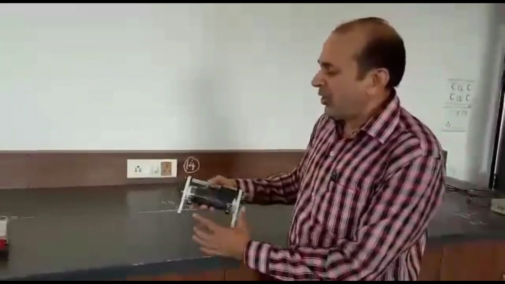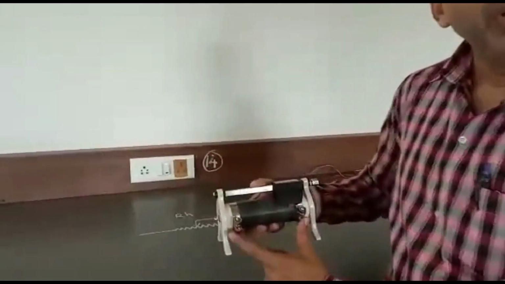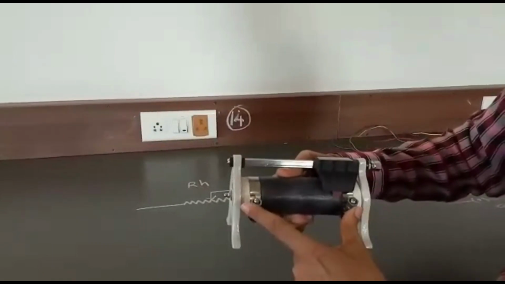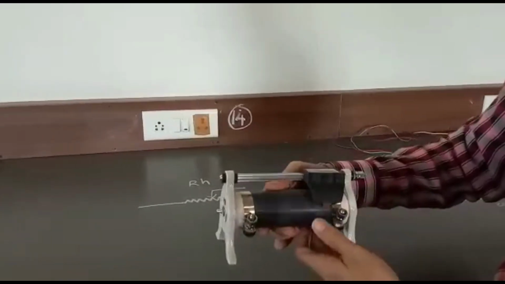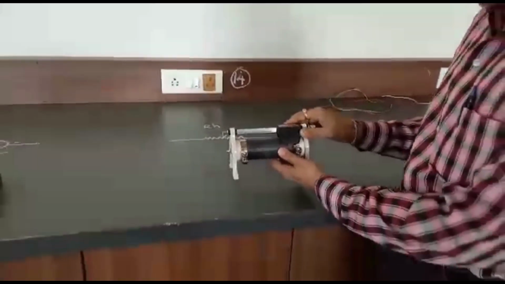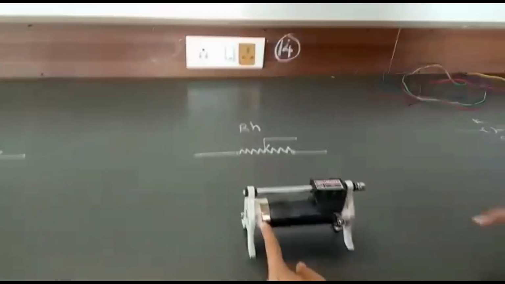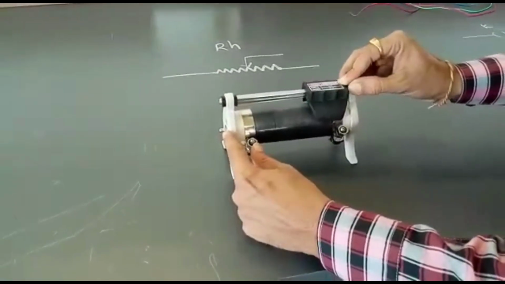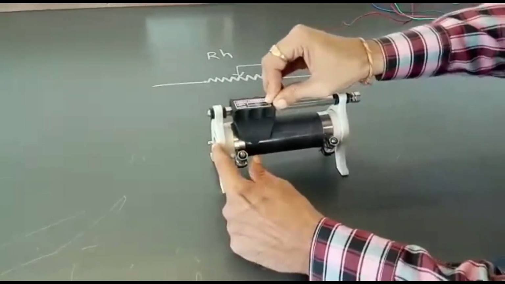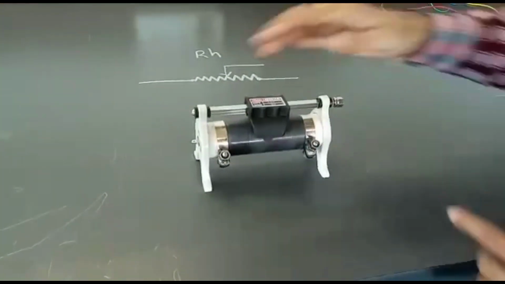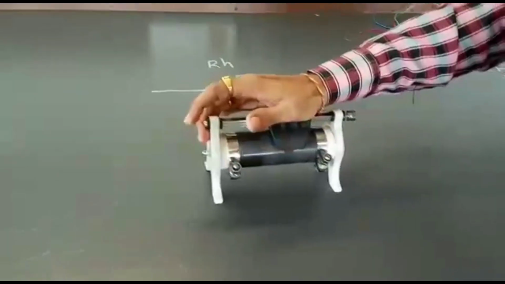A rheostat has three terminals, two at the lower side and one at the upper side. The two lower terminals are fixed terminals, while the upper one is a variable terminal. So always connect one at the lower and one at the upper. By sliding this knob from the lower side to the upper side, you can increase or decrease the current in the circuit.